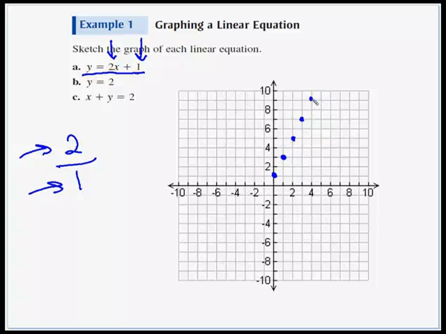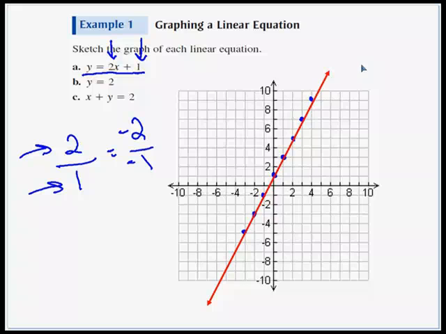We can do that all the way off the graph. We could go from here down 2, back 1, down 2, back 1. Because this slope 2 over 1 is the same thing as negative 2 over negative 1. We can go down 2 and left 1. And then, of course, once we get a few points graphed, we can connect them with an arrow or a straight line. There we go.